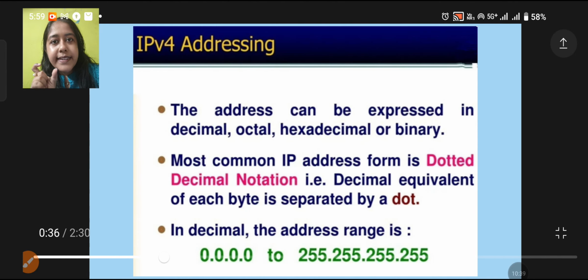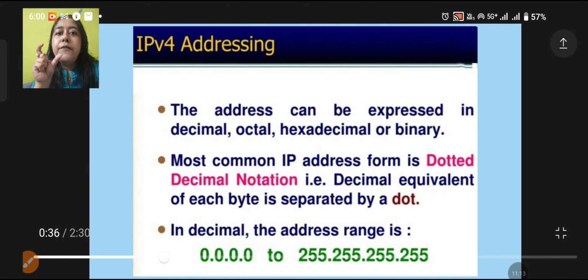We use the dotted decimal notation to express these addresses. That is, the decimal equivalent of each byte is separated by a dot. In decimal, the address range is 0.0.0.0 that you can see. This is the starting range of the addresses and the ending range is 255.255.255.255. So this is the whole range from 0.0.0.0 to 255.255.255.255, in which this IPv4 addressing falls.